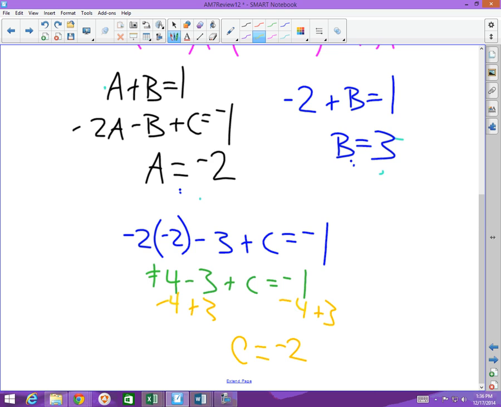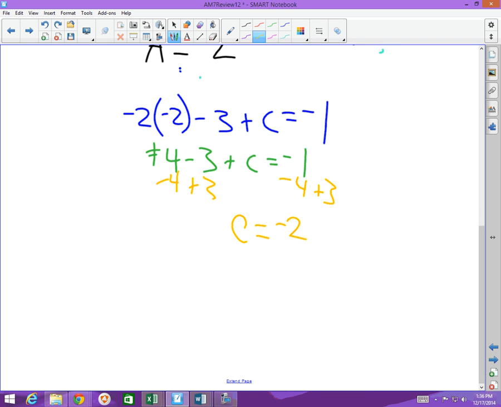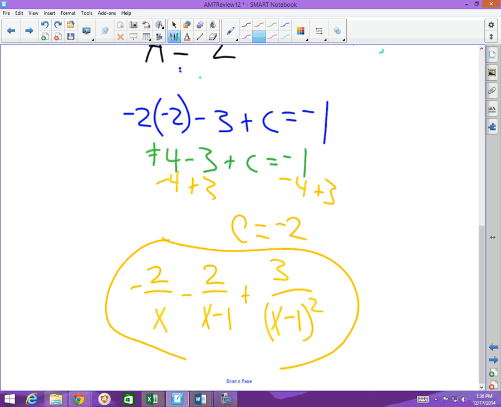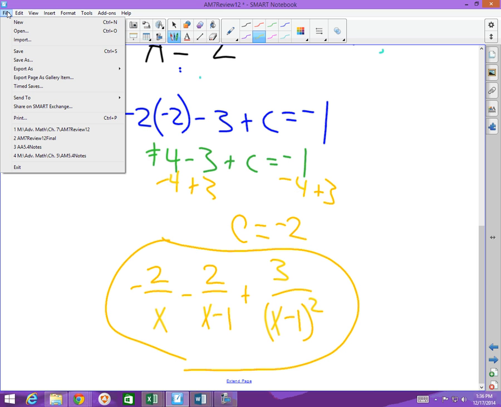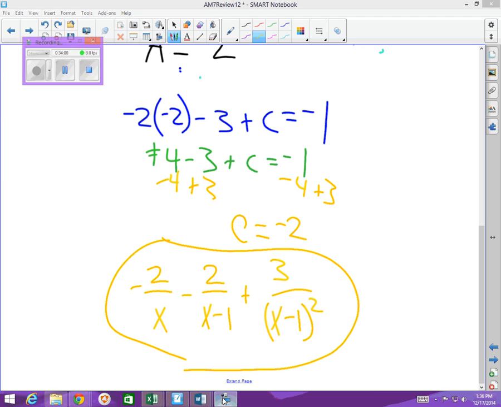negative 2. And so then your partial decomposition will be negative 2 over x minus 2 over x minus 1 plus 3 over x minus 1 squared. And then that is your final answer. And that would be the last of the review problems, which would look like what is on your test. So we are done.